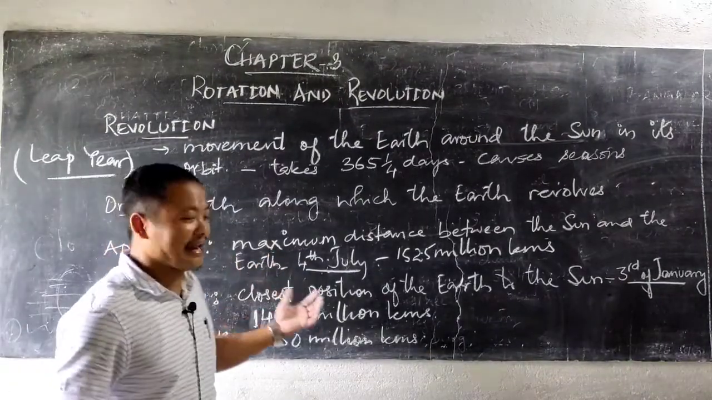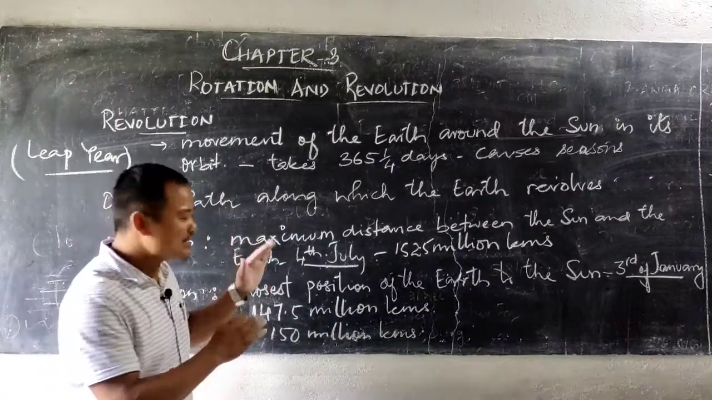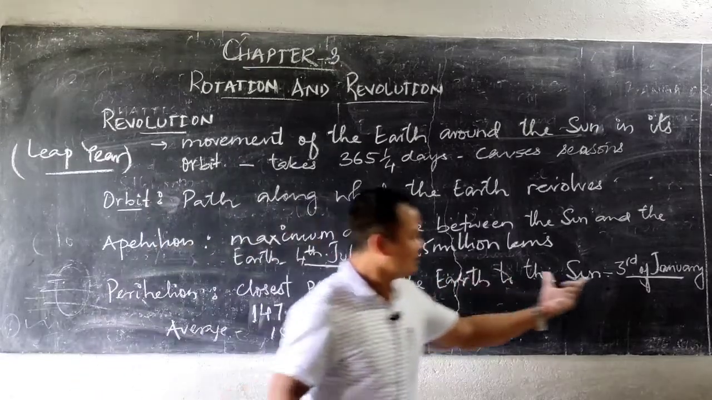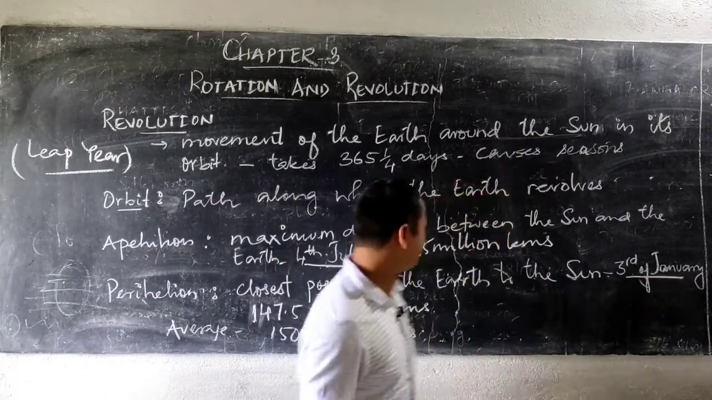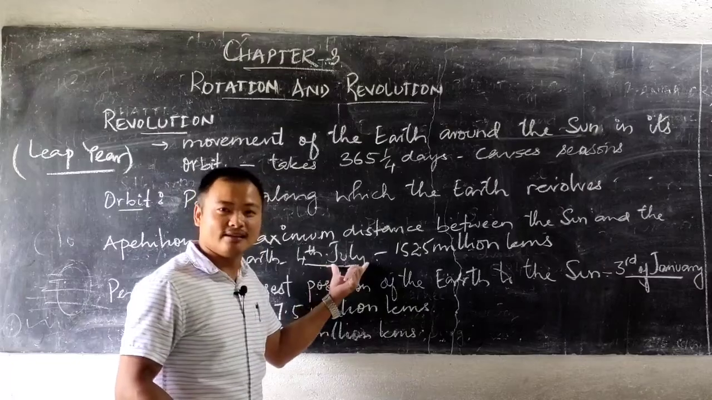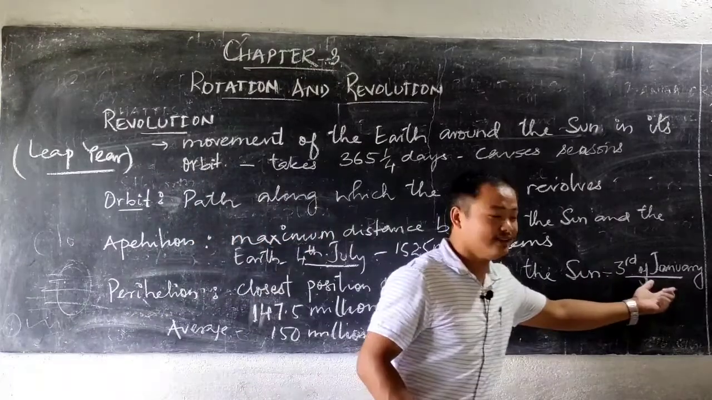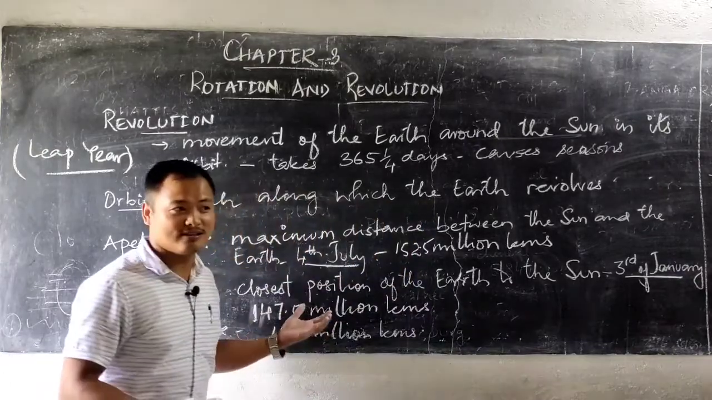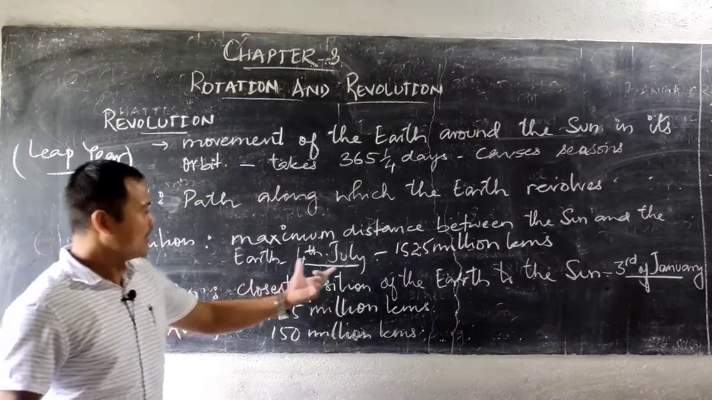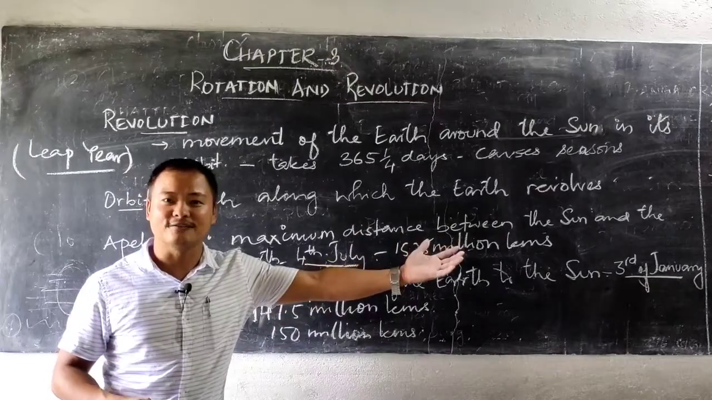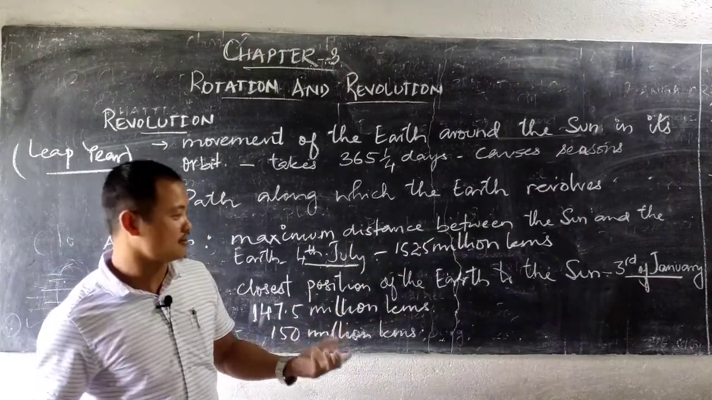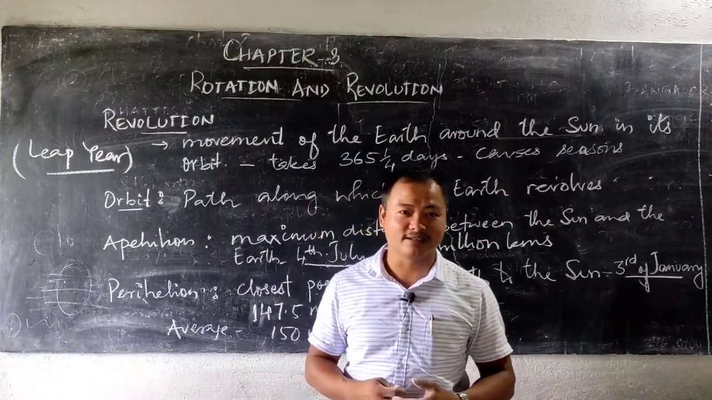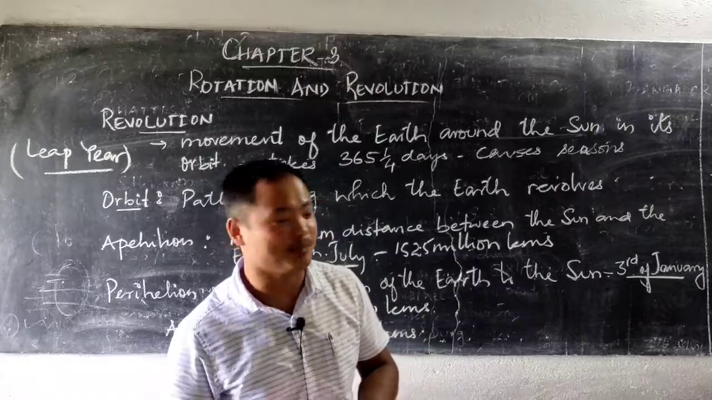So aphelion and perihelion. Now let's once again emphasize this point. 4th of July, aphelion. 3rd of January, perihelion. 4th of July, summer season. January, winter season. Now you must be wondering how it is possible that in the summer season the earth is very far away and we are feeling hot? In January, the earth is very close, but we are experiencing winter. So how does it happen, or why is it happening?